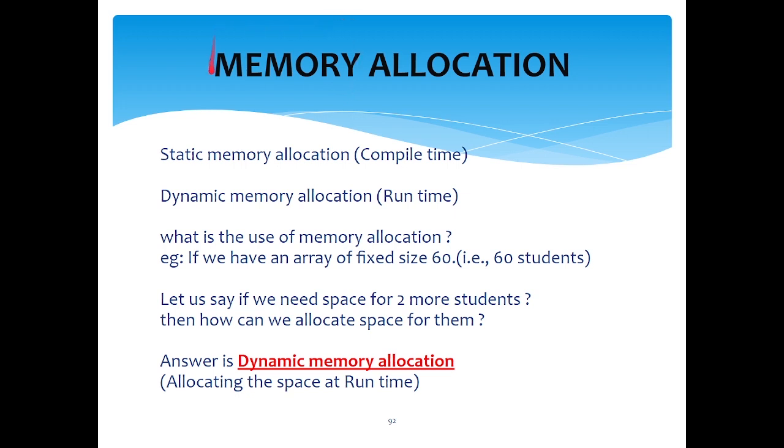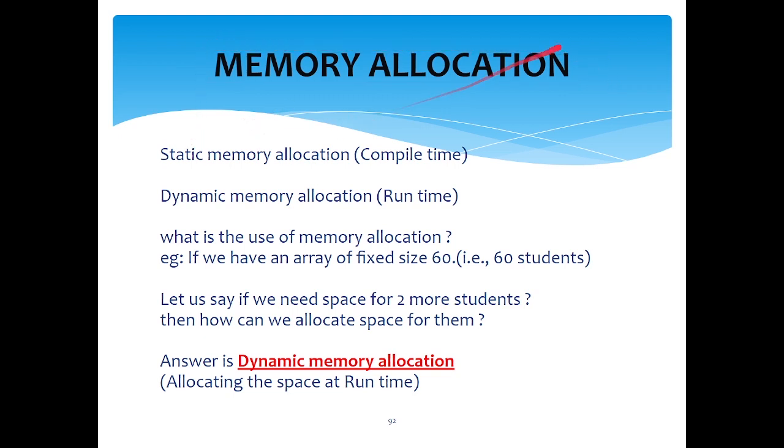In arrays, if we check, we can only fix a certain memory. Suppose we write A of 5, then you can insert only 5 elements. You can't insert more than 5 elements. That implies memory is being allocated up to 5. So that is what memory allocation is.